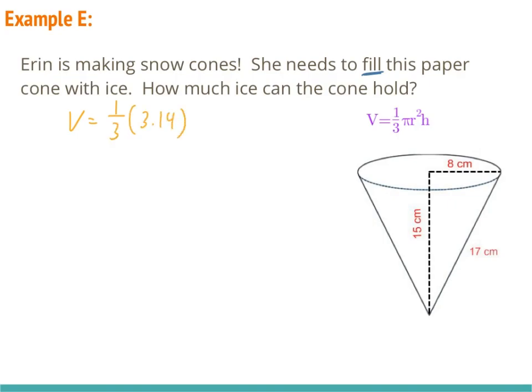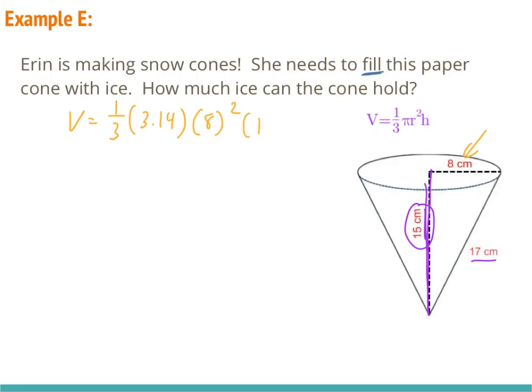And now we need to take a look at our radius. Luckily they gave it to us, so our radius is 8. Don't forget to square it, and then times our height. And again, they threw us two numbers here, our 17 and our 15. But since we're taking a look at the height, we want the one that goes straight up and down. So that means we're going to be using our 15.